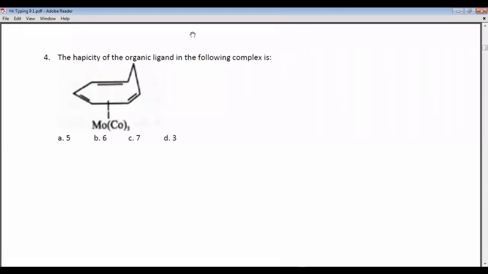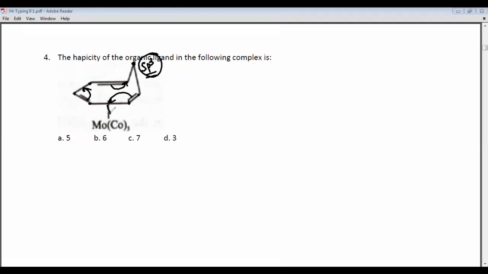The next question is the hapticity of this complex. Here the molybdenum is in pi interaction with the ring, but in the ring all these atoms have a cyclic conjugation, and this jumps to here, this to here, and this to here. Okay, fine. But this is an sp3 carbon, so there is no actual full cyclic conjugation.